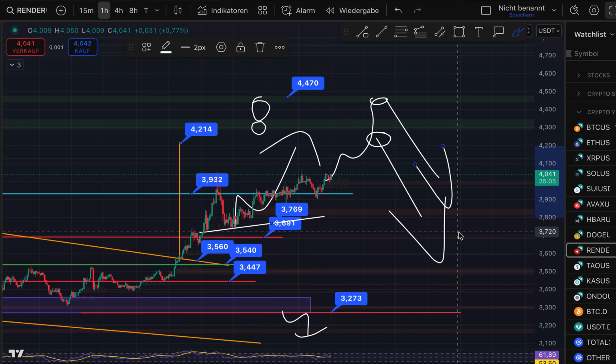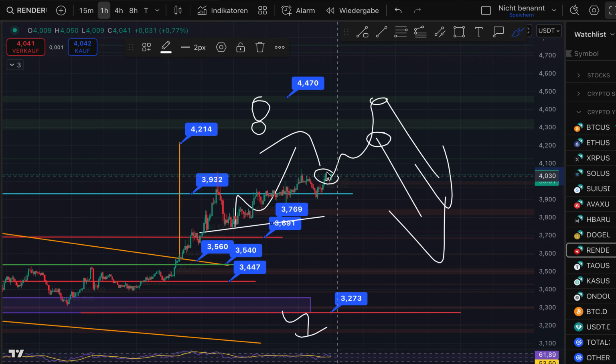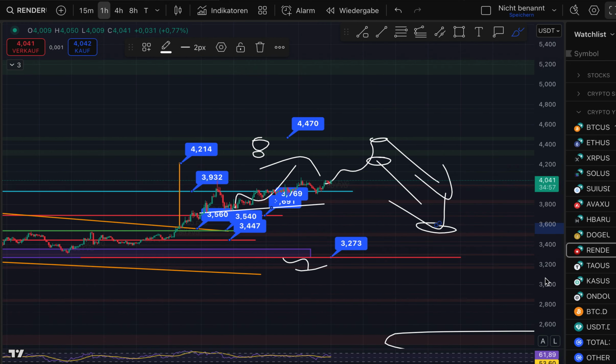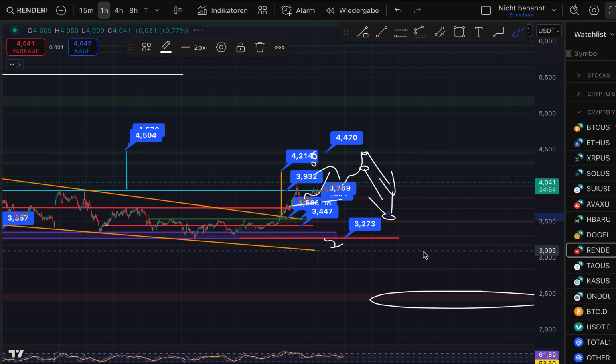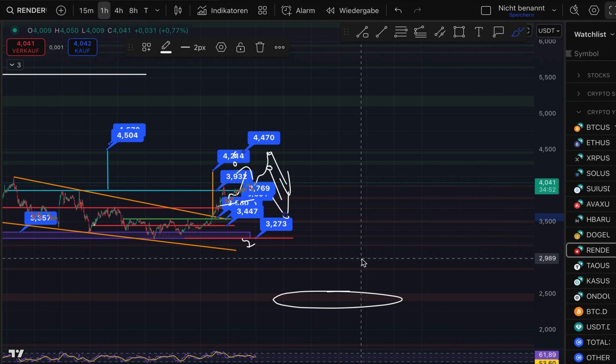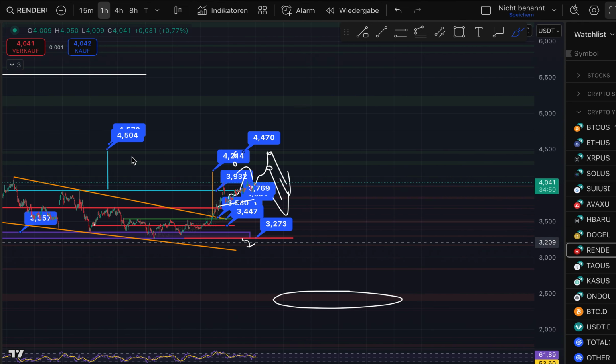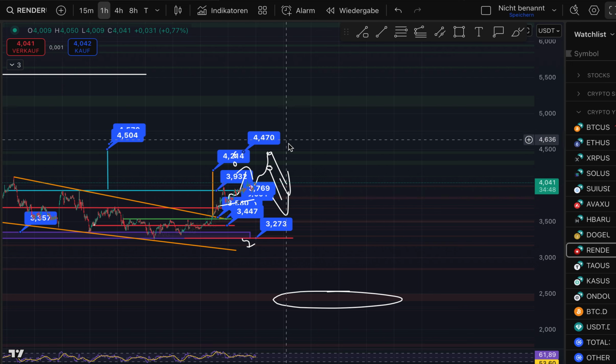And if I want to hold the coins, like buying spot coins, then why should I buy them right here? I can buy them later down below here, or if we are even getting to sell off a lot, because we still have fair value gaps to the downside, then we can buy Render far cheaper in the future in my opinion.